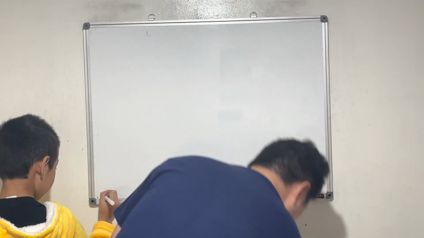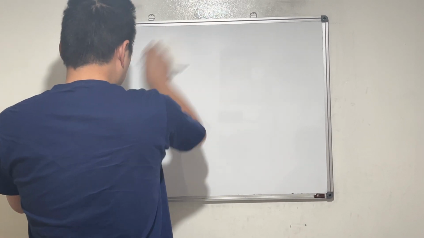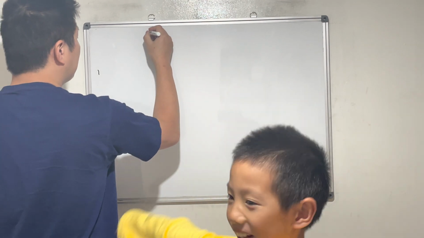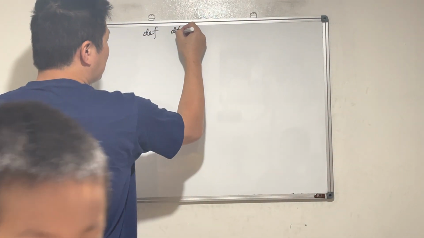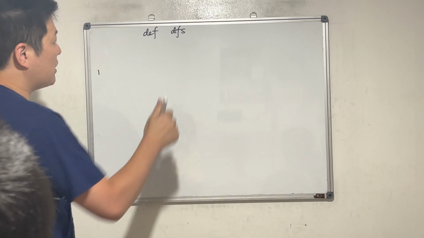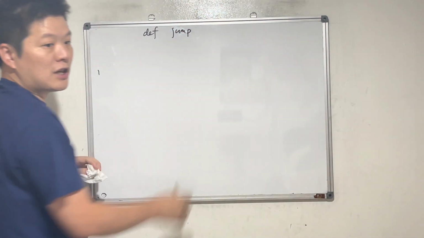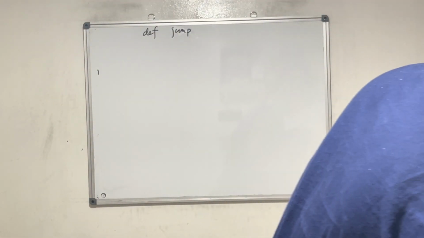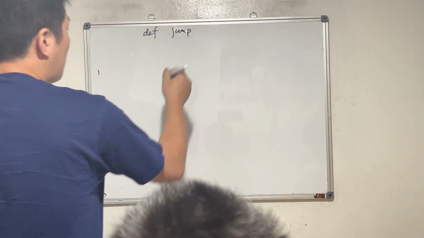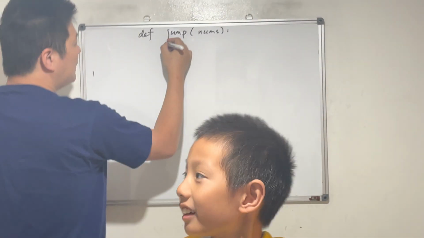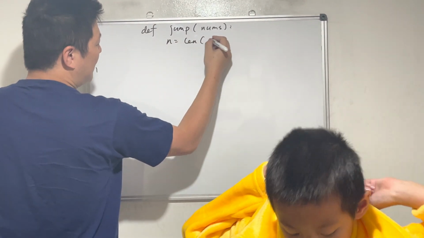So define depth of search. Okay, depth of search. Let's put a jump here. Let's say we have numbers here. First of all, we need to know how many numbers there are in the length of the numbers, right? And then we do a depth of search.